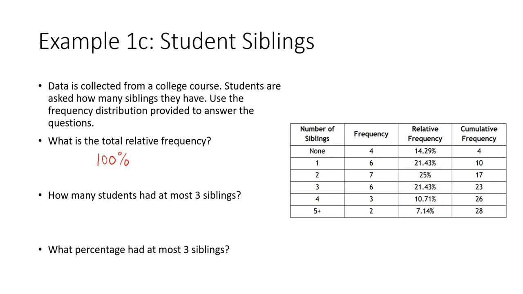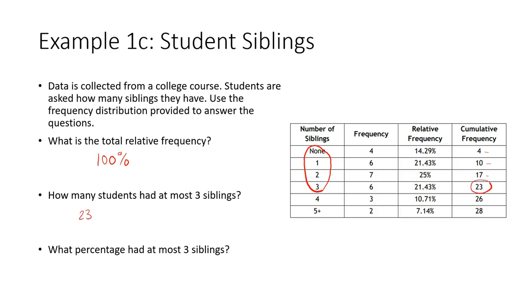How many students had at most 3 siblings? So 3 or less, at most 3. Well, if we want to determine the number of students that had at most 3, if we use the cumulative frequency, it adds up as we go. The number that had at most 3 is 23.